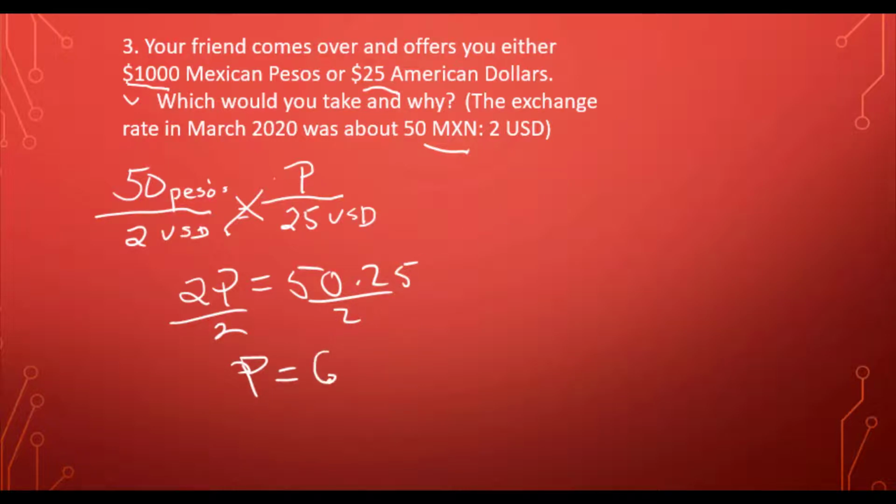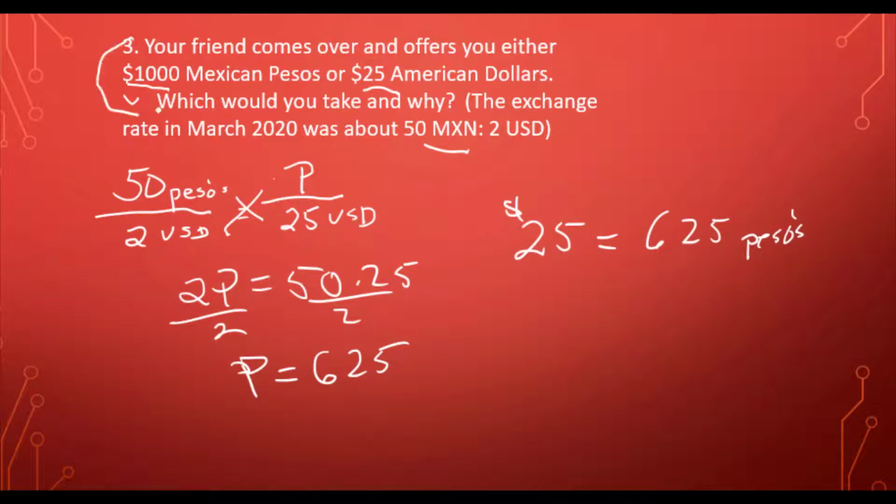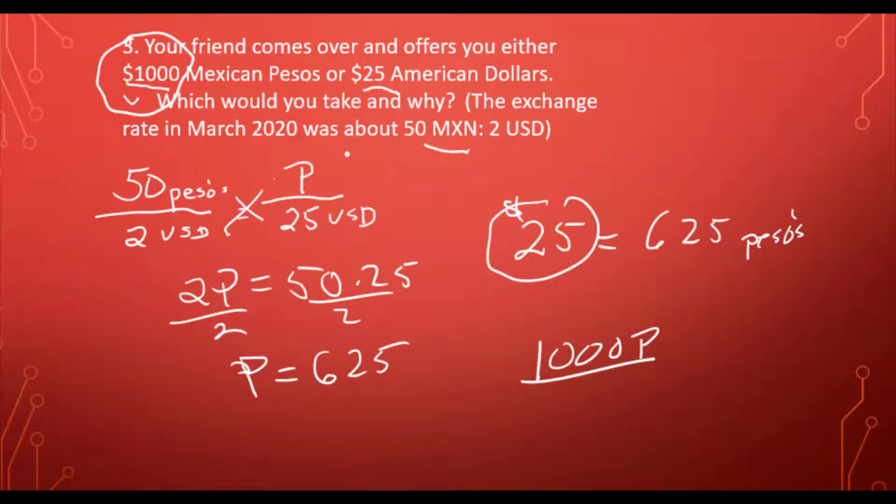And I'm getting 625. So that means $25 is the same buying power as 625 pesos. Then obviously 1,000 pesos is worth more than $25. So I'm going to take the 1,000 pesos. This is a good reasoning problem. You got to think through it.